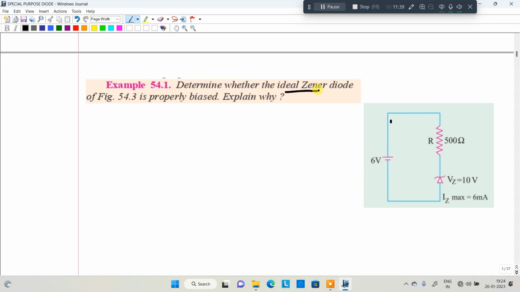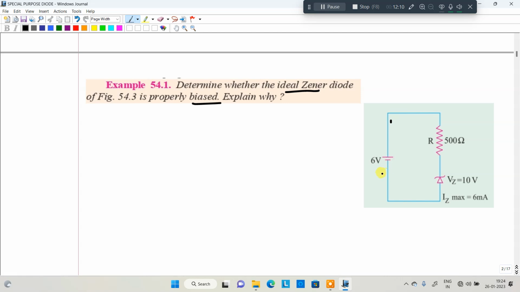Determine whether the ideal Zener diode, very important, ideal Zener diode in the figure is properly biased or not. Explain why. But we are not writing a theory examination, we are writing the objective examination. That's why, from the examination point of view, they will provide this circuit. They will ask a question like whether the Zener diode is properly biased or not. They will give some options like that, otherwise they will provide a numerical problem.